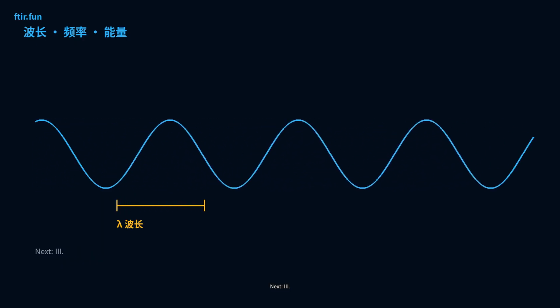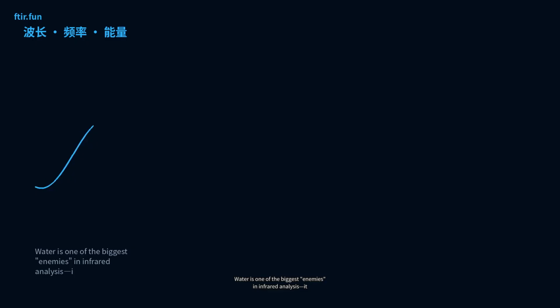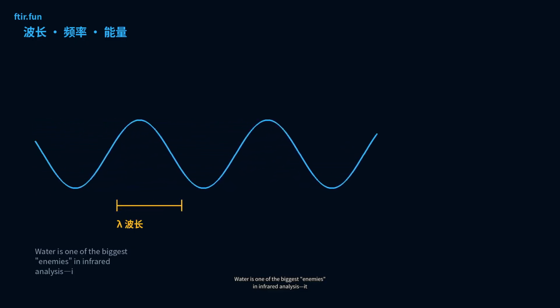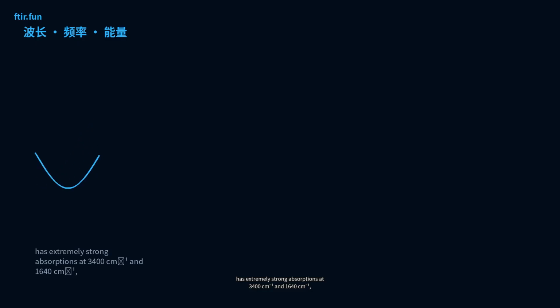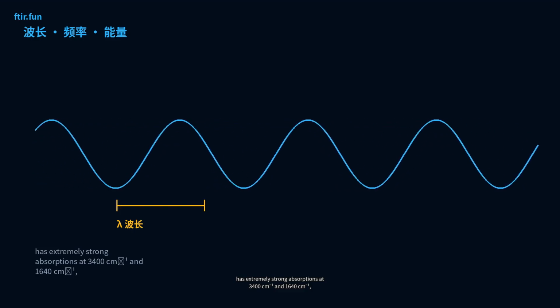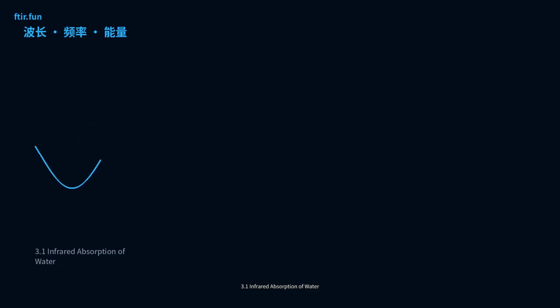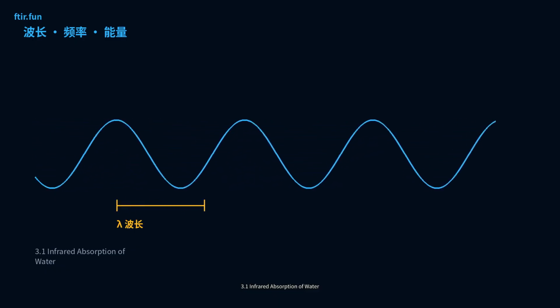Next, aqueous samples: challenges and strategies for water peaks. Water is one of the biggest enemies in infrared analysis. It has extremely strong absorptions at 3,400 cm⁻¹ and 1,640 cm⁻¹, with absorptivity far exceeding most organics. 3.1 Infrared absorption of water.